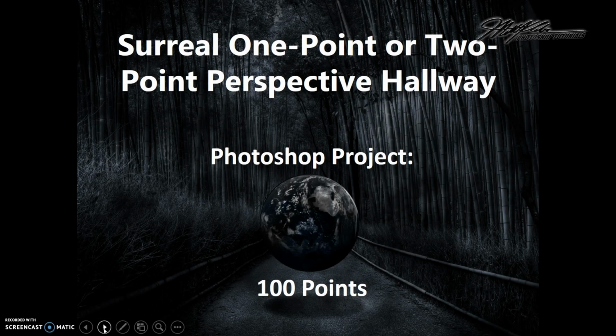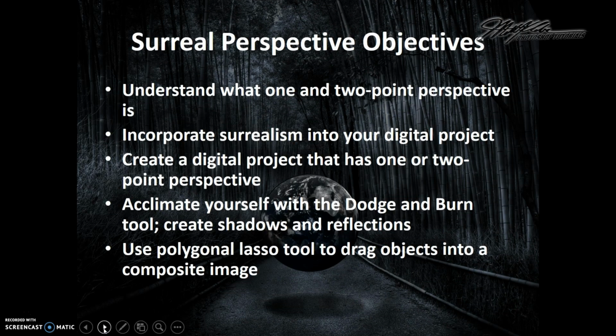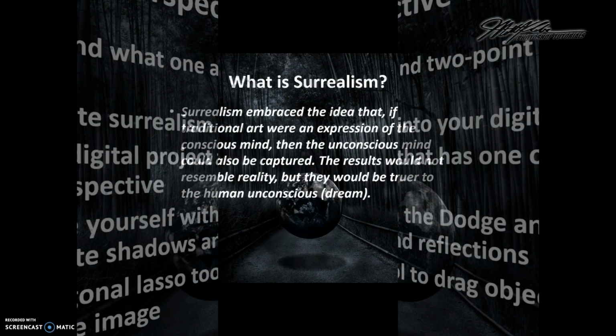So today we're doing the Surreal 1-point or 2-point perspective hallway Photoshop project that's going to be worth 100 points. The objectives that I want you to learn today are to understand what 1- and 2-point perspective is, incorporate surrealism into your digital project, create a digital project that has 1- or 2-point perspective, and acclimate yourself with the dodge and burn tool to help you make shadows and reflections. And if need be, use the polygon and lasso tool to drag objects into composite images.